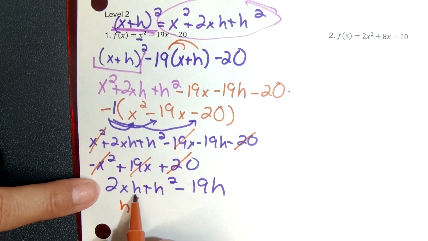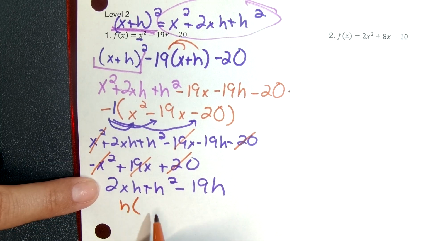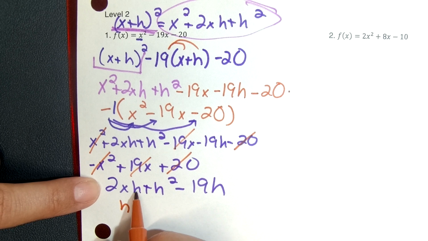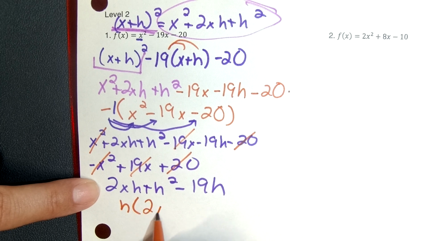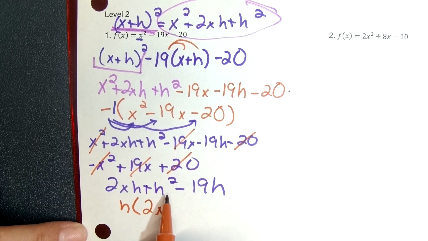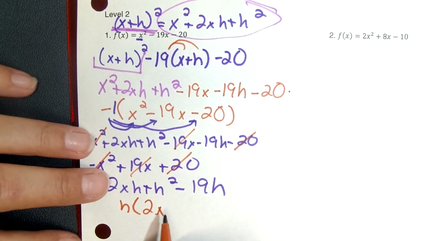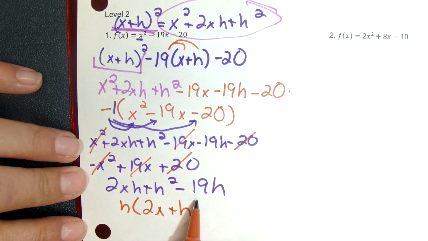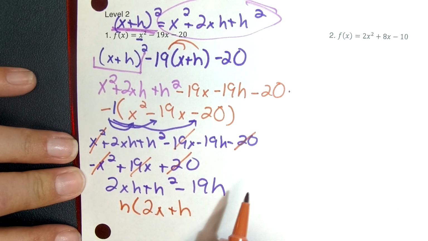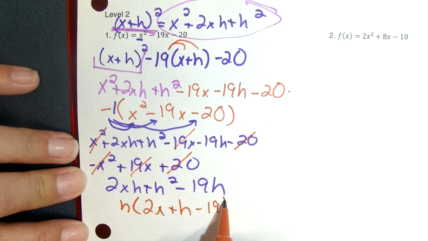So I have 1h here. If I take one out, how many am I left with? If I take 1h here out, I'm not left with 2. I'm just left with 2x. Good. I have 2 h's here. If I take one out, how many do I have left? 1h. And what do I get here? Negative 19. Very good.